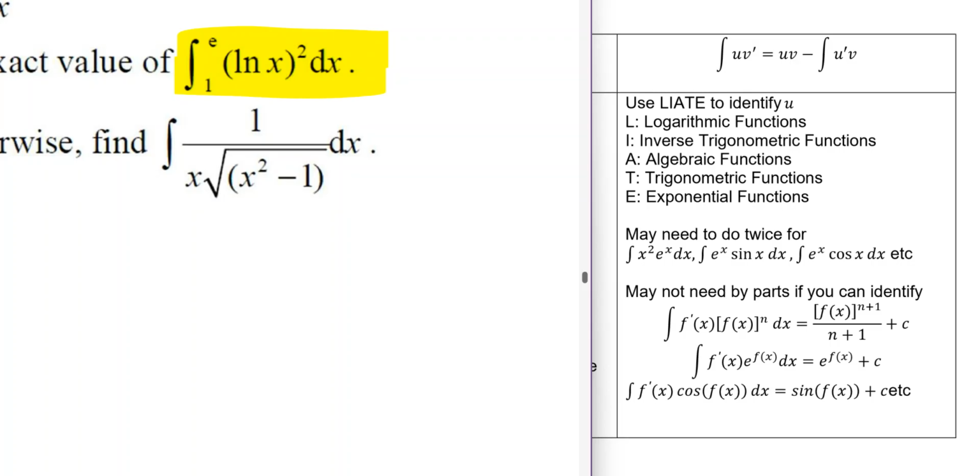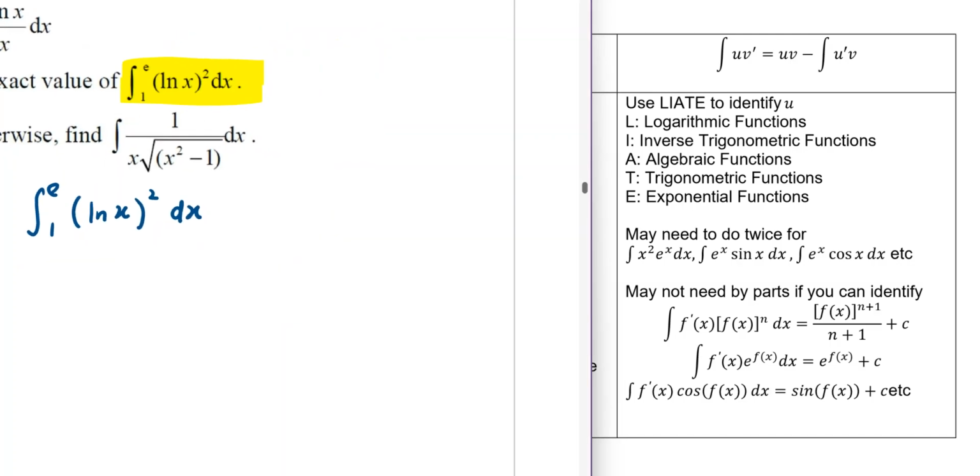So if I want to integrate (ln x) squared, be careful, the 2 cannot come down, okay? You must know the difference between (ln x), the whole thing squared, versus ln of x squared. And this, you can bring down the power. But this is just ln x times ln x.